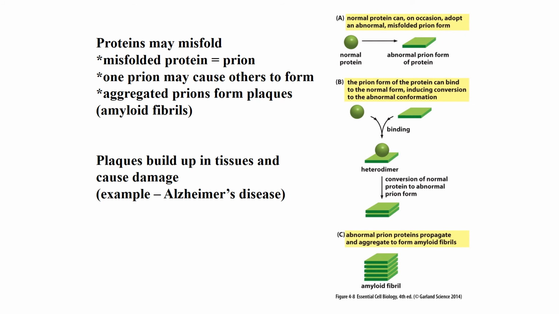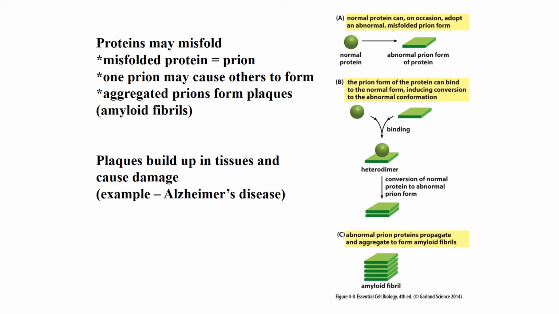Sometimes a protein misfolds. This misfolding is rare, but it can be quite dangerous. Misfolded proteins are called prions. An abnormally folded protein has regions exposed on its surface that actually should not be exposed, and that can cause them to aggregate or bind with proteins that were already folded normally, inducing a misfold in those proteins. Aggregated prions can form what we call amyloid fibrils or plaques. Plaques build up in tissues over time, and they can cause serious damage.